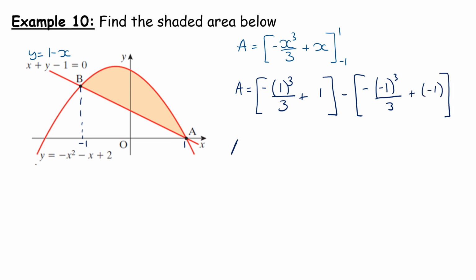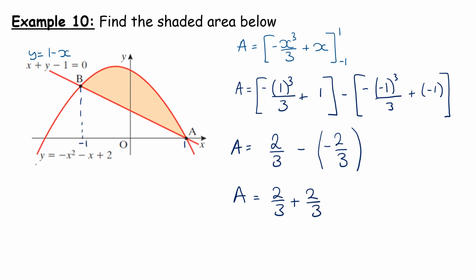And let's work out each bracket individually. So my first bracket is 2 over 3 minus. My second bracket is minus 2 over 3, but we already have a negative in the middle as well. So you're subtracting a negative 2 over 3, which gives us an area of 2 over 3 plus 2 over 3, which is going to be 4 over 3 square units.